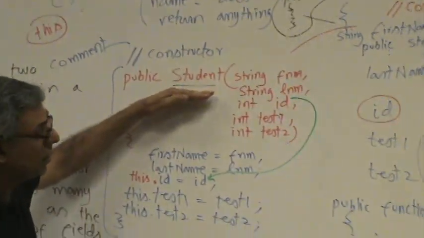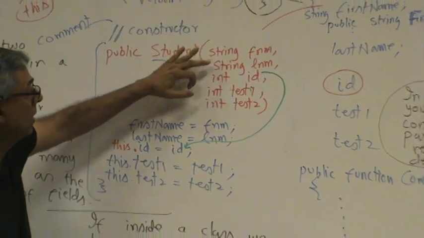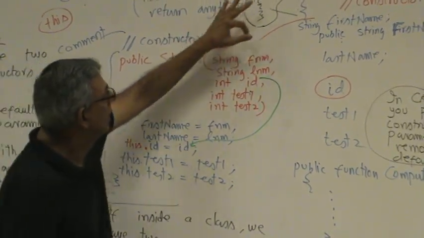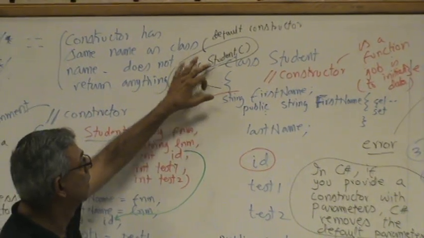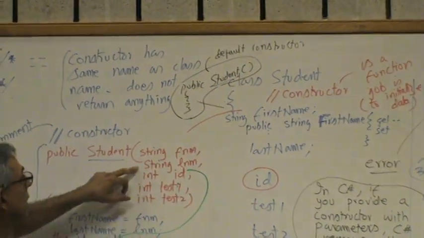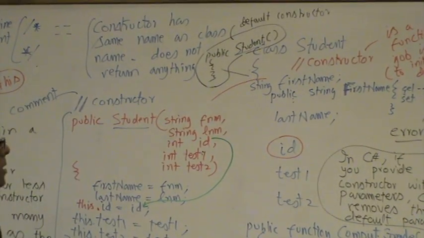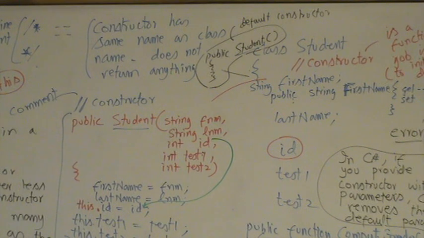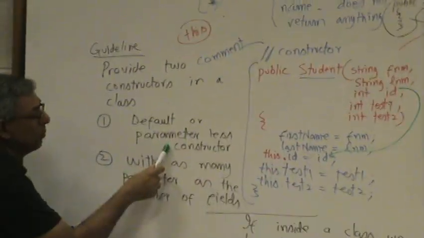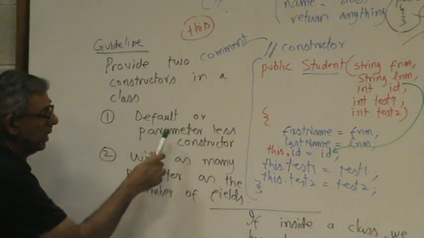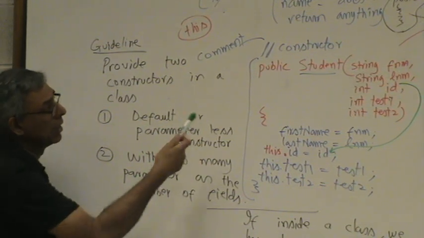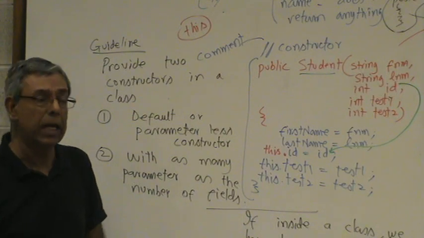So now let's come to our constructor example. Constructor is also like a function. How many parameters did we have over here? 5. In this constructor, how many parameters did we have? 0. Is the number of parameters different? Yes, so we can overload the constructor. Anytime you create a class from now on, I will expect you to provide 2 constructors, one with no parameters, and one with as many parameters as the number of fields in the class.